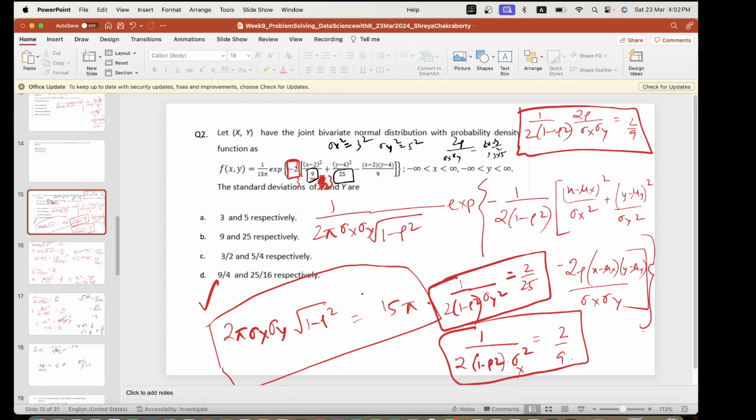Can you point it out, ma'am? We have to include the -2 as well, no? And the term that is outside the bracket, exponential raised to the power -2. If you include that, then the answer will come correct. That I'm including, right? So this -2 is actually equal to 1 by 2 into 1 minus rho square. Yes, ma'am. That is true, right? So then this part should be equal to 1 by 9.